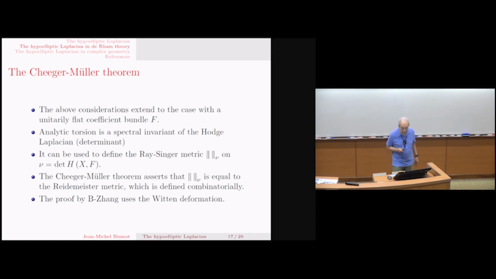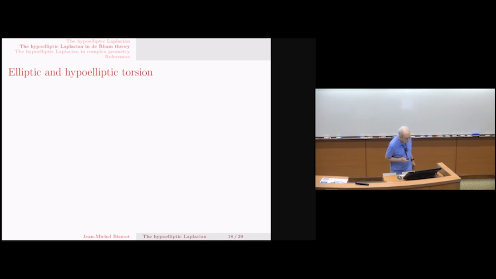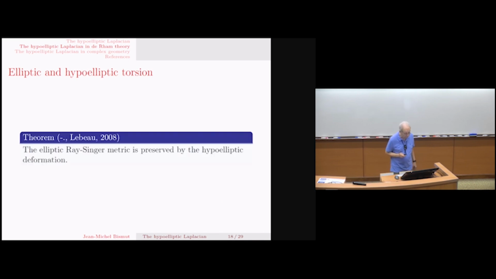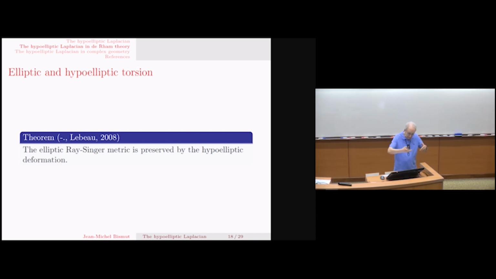So the proof I gave with Zhang uses the Witten deformation. So, elliptic and hypoelliptic torsion. This is a result that I proved with Lebeau, that actually the elliptic Ray-Singer metric that you construct using the determinant of the Laplacian, in the elliptic case, is preserved by the hypoelliptic deformation.